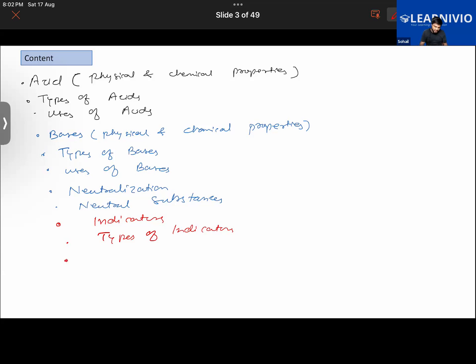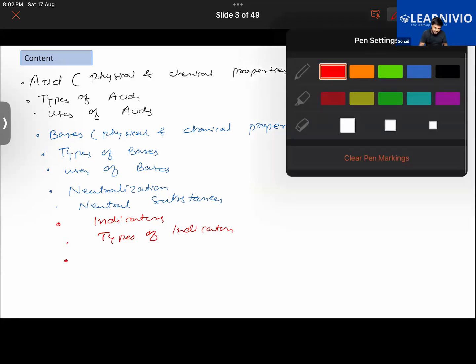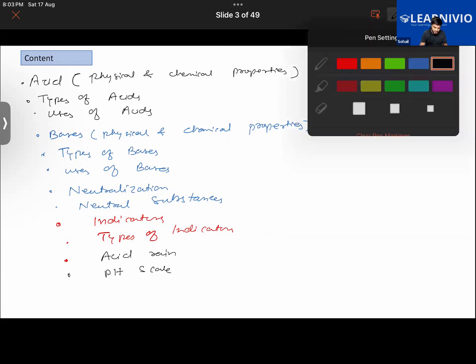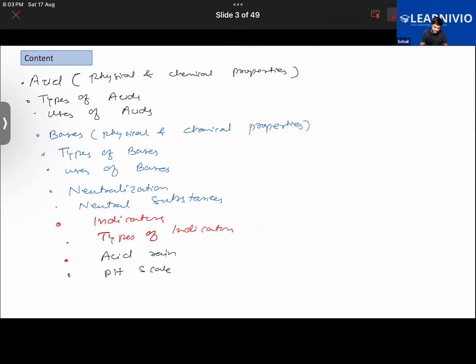Then later on, we would be learning about some of the environmental pollution caused by acids, for example acid rain. How does it occur, and what is the reason behind it? Then we would be learning about the pH scale. What is the pH scale, and on what basis does it work?